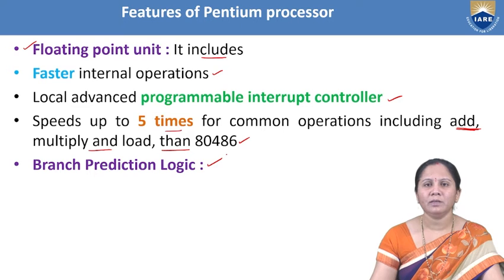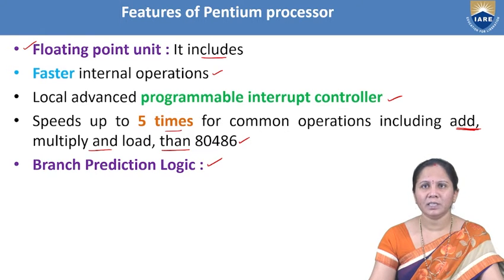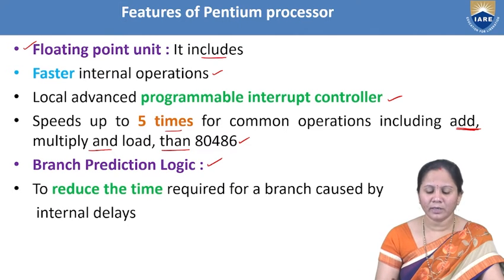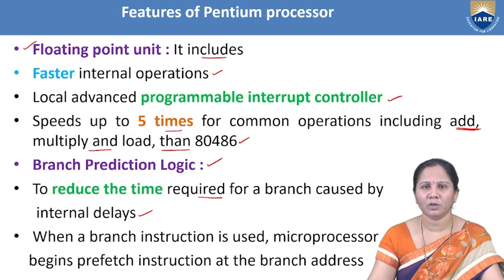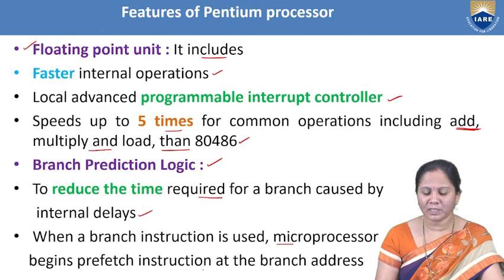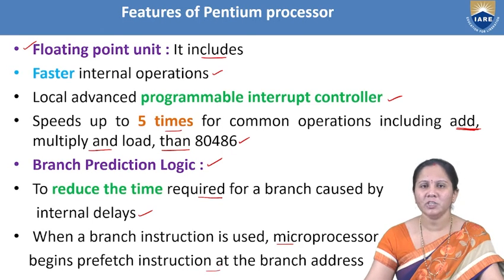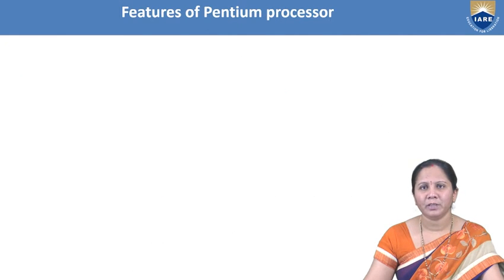And the next feature present in the Pentium processor is branch prediction logic. To reduce the time required for a branch, caused by internal delays, this branch prediction logic can be used. We will see what is meant by branch prediction logic. When it is used, the microprocessor begins prefetching the instructions at the branch address, so no instruction execution is wasted. That means estimating the condition before its actual appearance.